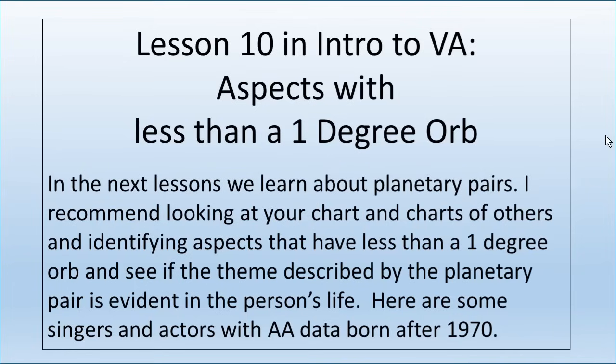What does Sun and Moon in an aspect mean? What does Sun and Mercury? What does Sun and Venus, etc.? What does every planetary pair mean? What do they do in our astrology chart?